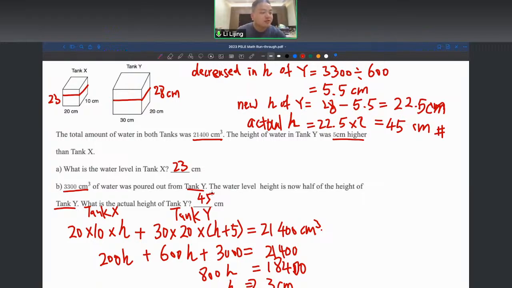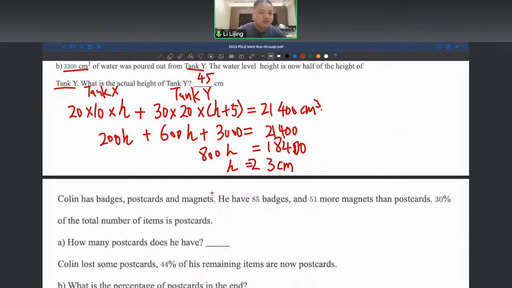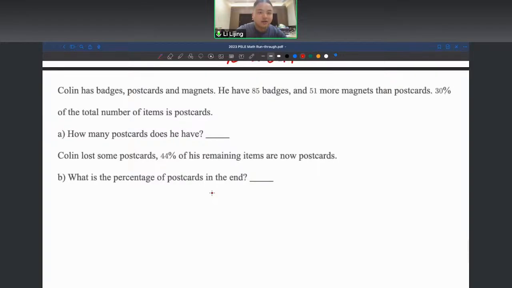Very interesting question. Okay, they use volume to test you the knowledge about height, right? Okay, let's move on to this one, the badges, postcard, and magnets.